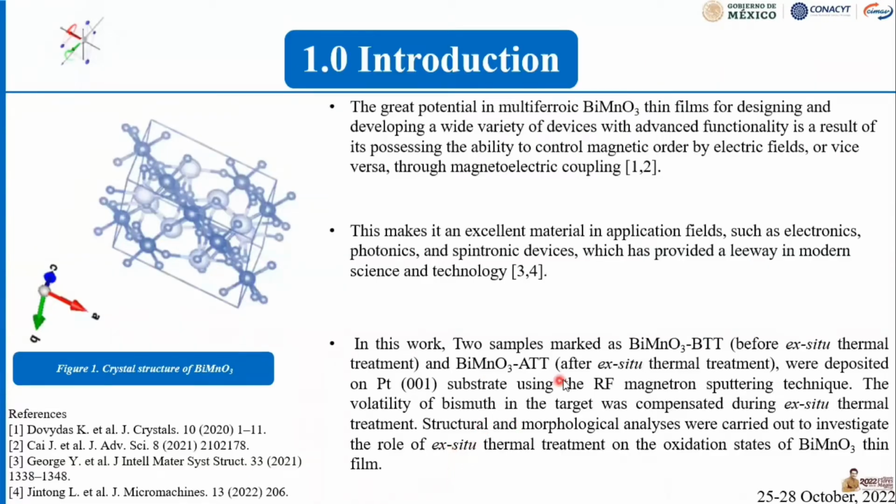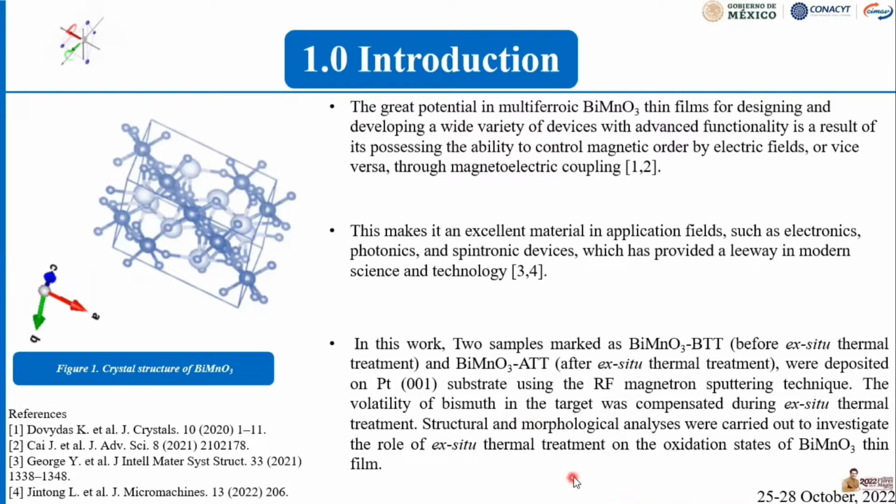In this work, two samples were marked as bismuth manganese oxide BTT, which signifies before ex-situ thermal treatment, and bismuth manganese oxide ATT, which signifies after ex-situ thermal treatment. So I will be using this abbreviation for before ex-situ thermal treatment and this for after ex-situ thermal treatment. These were deposited on platinum substrate using the radio frequency magnetron sputtering technique. The volatility of bismuth in the target was compensated during ex-situ thermal treatment.